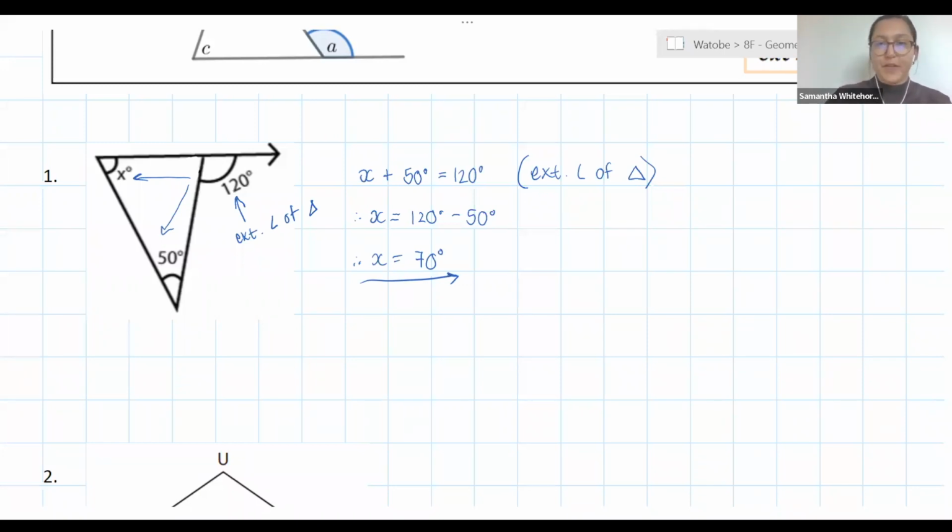Okay, nice guys. I'm seeing lots of 70s on the chat. Well done. Right, so take a screenshot and then I'm going to ask you to try the next one by yourselves.